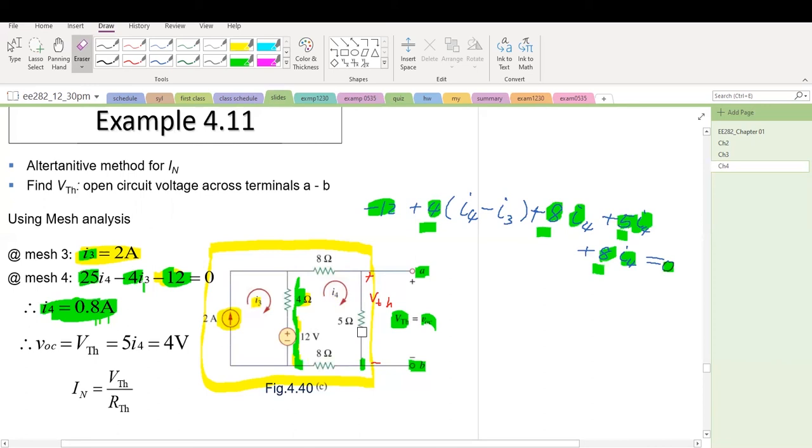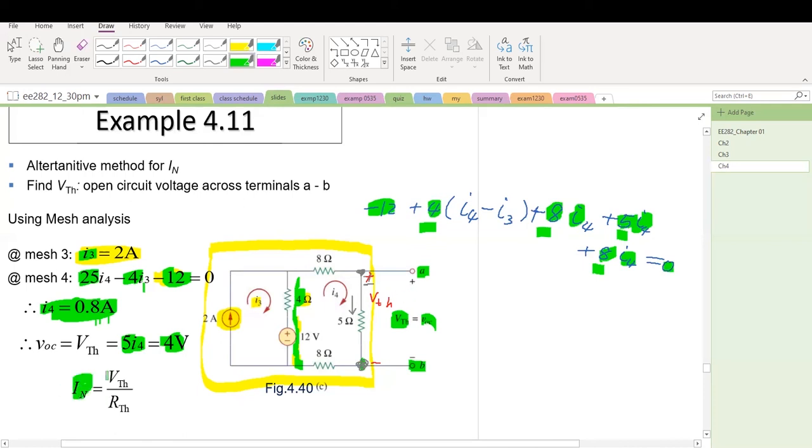VTH equals 5 ohm multiplied by I4, because that's the voltage across terminals A and B. That is the voltage across this point and this point, which is the voltage across the 5 ohm resistor here. And I4 is in this direction, which agrees with the positive sign of VTH. Therefore, VTH has a plus sign here: 5 I4 with a plus sign, no negative sign in front of the 5. So VTH equals 4 volt.